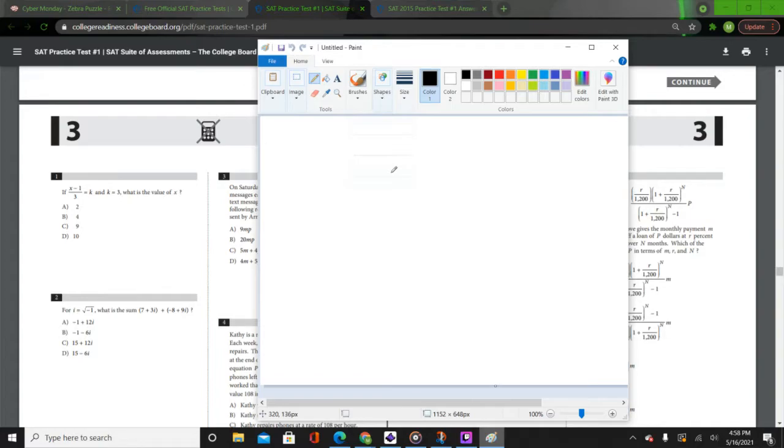All right, so move on. We have 1 is D, and that is correct. Unfortunately, I can't mark it on the paper, but we know 1 is D. All right, so for i is equal to the square root of -1, what is the sum of 7 plus 3i plus, parentheses, -8 plus 9i?